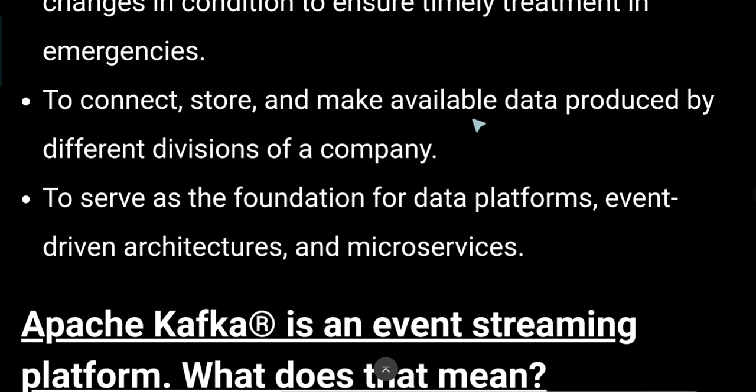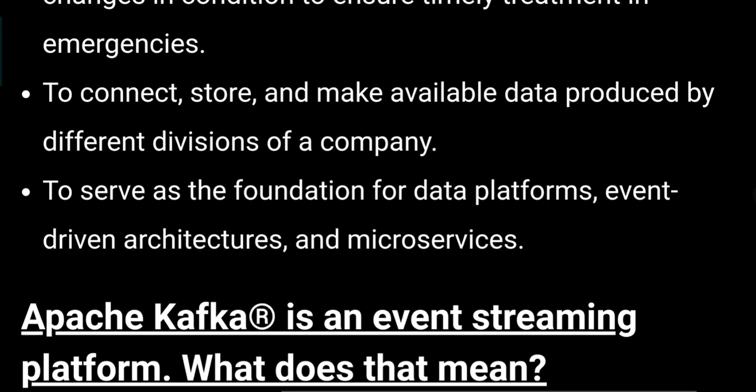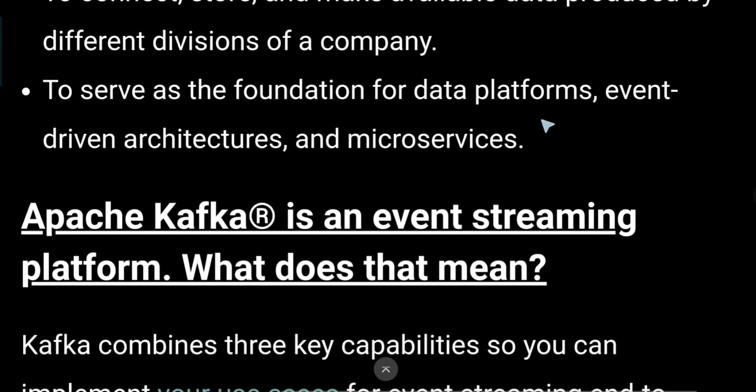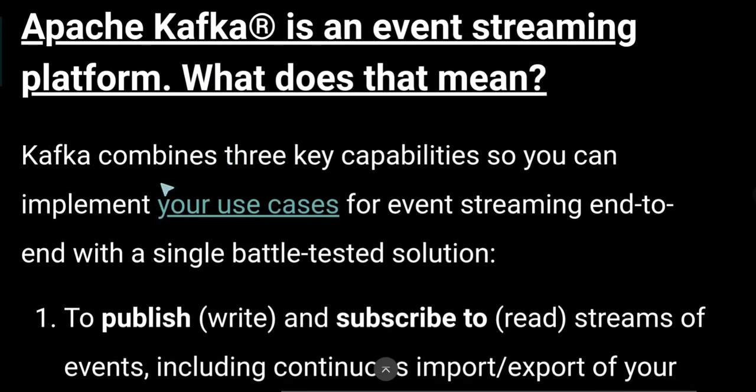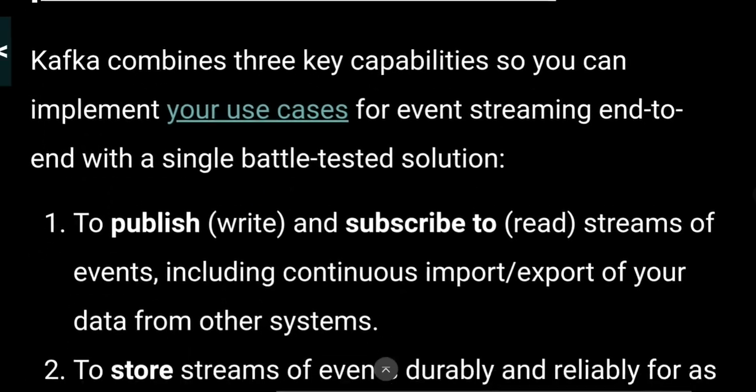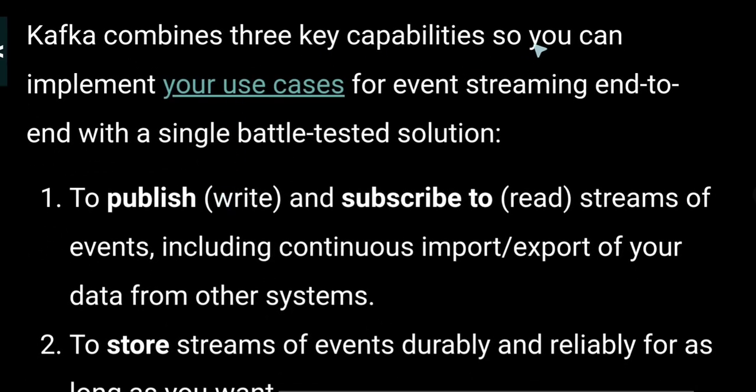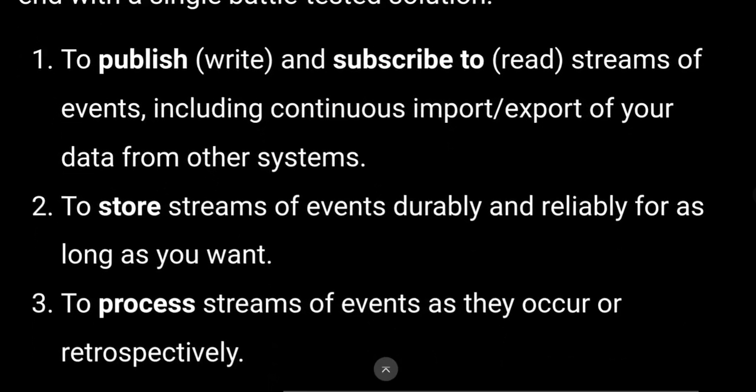Okay, to connect, store, and make available data produced by different divisions of the company to serve as foundations for data platforms, event-driven architectures, and microservices. Yeah. So the nervous system is a good analogy. Apache Kafka is an event streaming platform. What does it mean? Kafka combines 3 capabilities, so you can implement your use cases for event streaming end to end with a single battle-tested solution. Battle-tested, I fully agree, because almost everyone is using Kafka.